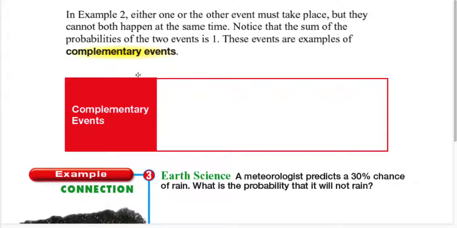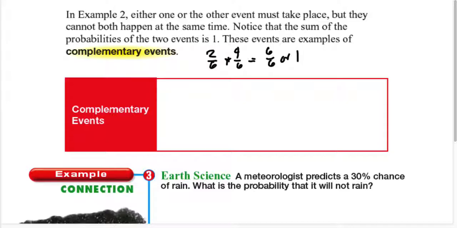Remember, when you spin a blue, it's 2 out of 6. When you spin not a blue, it's 4 out of 6. And when you add them, they equal 1. 2 over 6 plus 4 over 6 is equal to 6 over 6 or 1. And these are examples of complementary events.